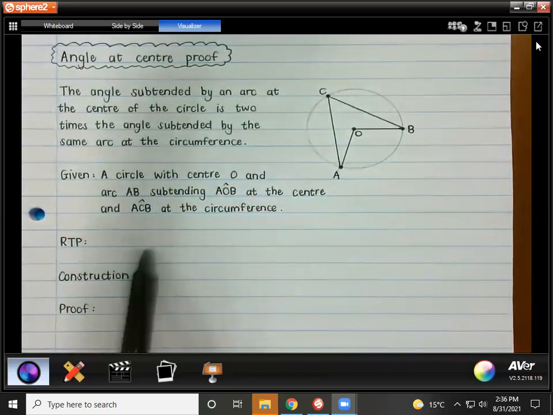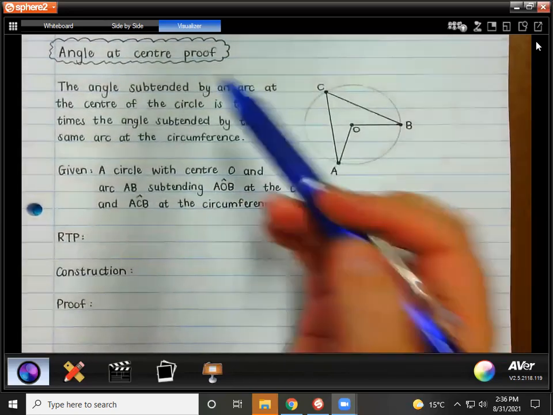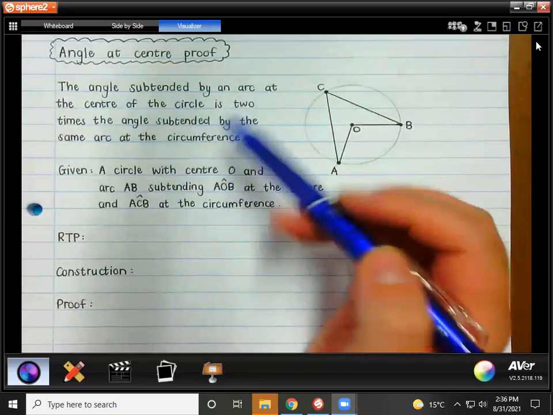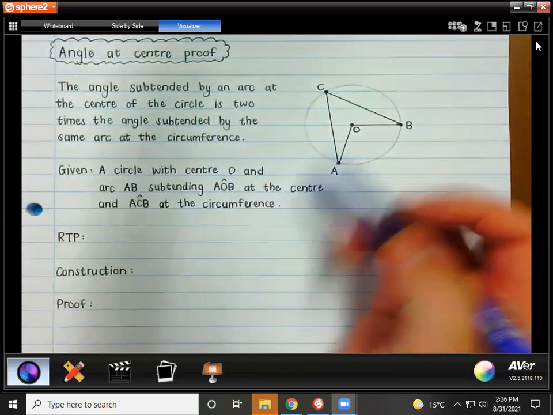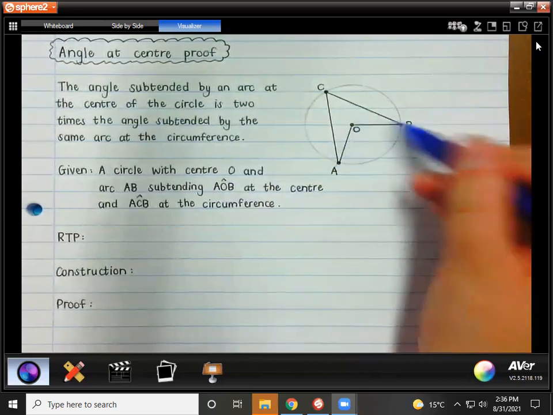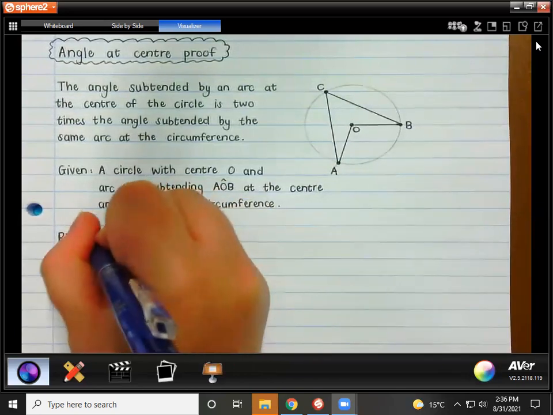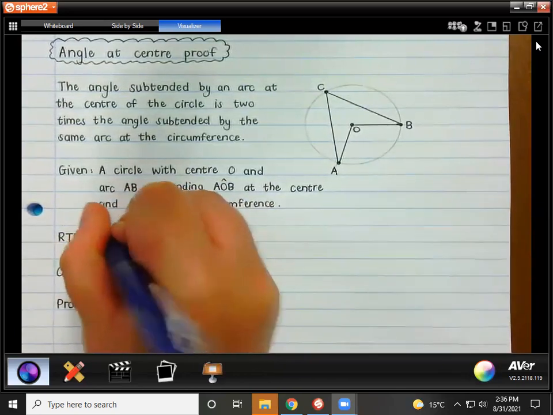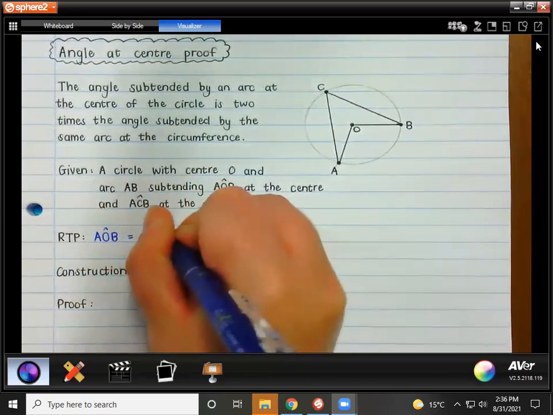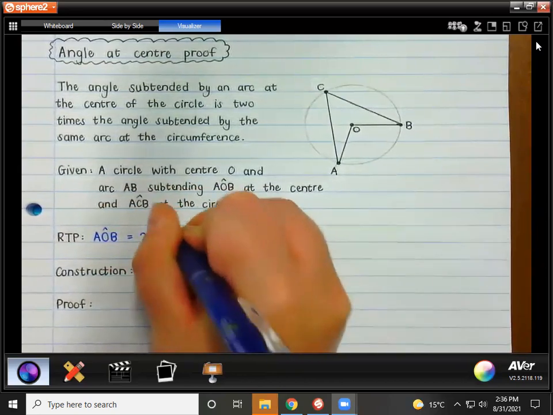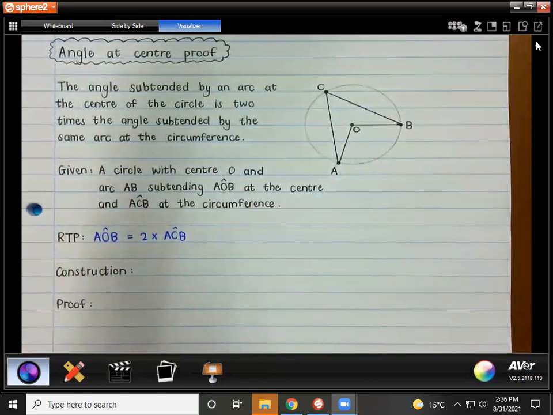Sometimes they tell you what you're required to prove, but you do need to be able to fill this in. So all the stuff that we must fill in, I'm going to do in blue so that you can see the difference. Now, guys, if we're trying to prove the angle at center theorem, what does it state? That angle AOB is going to be double the size of ACB. So that is what we are required to prove. AOB is equal to 2 times ACB. You don't need that times symbol there. You can just say 2 ACB. That is what we're going to have to prove.